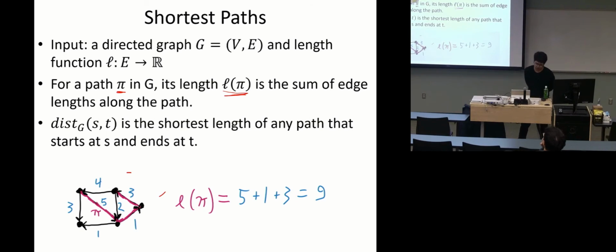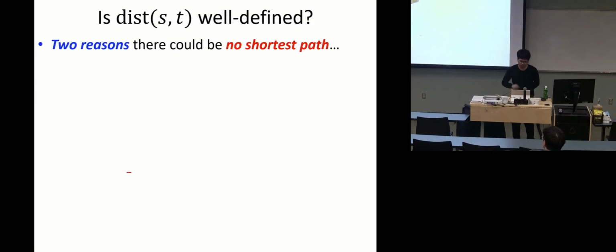So what we will call the distance, the ST distance or distance from S to T, is just the shortest length over any path from S to T. So, the length of the shortest path. Okay. And now, is it actually well defined? Actually, there are two reasons that there couldn't be a shortest path from S to T. Can you tell me what the two reasons are?